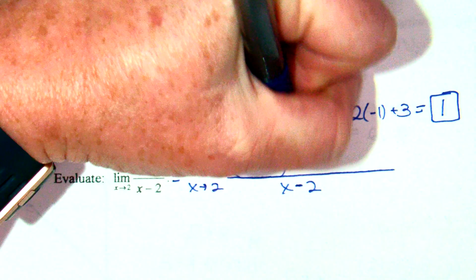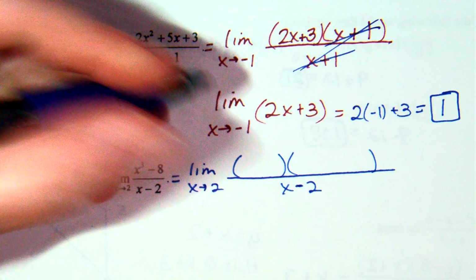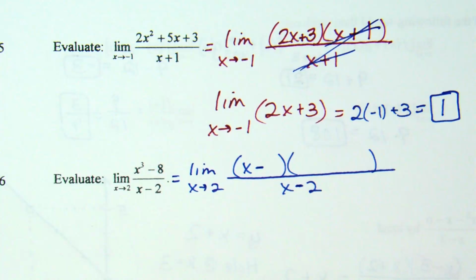So, binomial. The cube roots. What's the cube root of x cubed? X. Keep the given sign. So since it's a minus in the problem, we put a minus in that first factor. What's the cube root of 8? 2. So my binomial is x minus 2. Oh, coincidence?